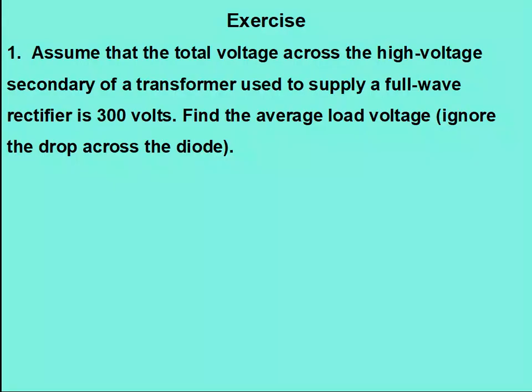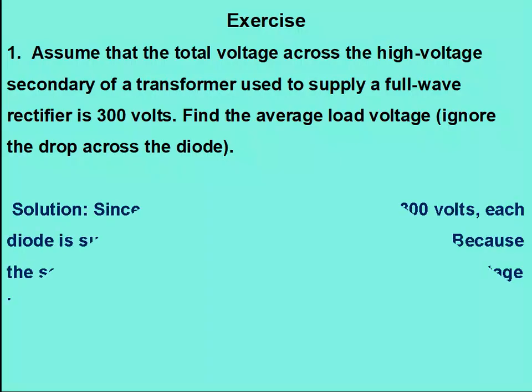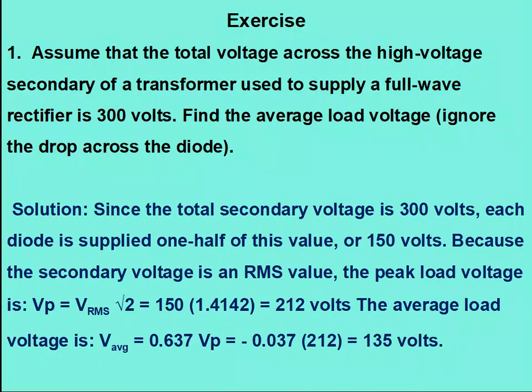Now the exercise: assume that the total voltage across the high voltage secondary of a transformer used to supply a full wave rectifier is 300 volts. Find the average load voltage. Students, first we have to see whether it is full wave or half wave, and what is being asked for. Since the total secondary voltage is 300 volts, the output of the transformer is 300 volts, and each diode is supplied 1/2 of this value.